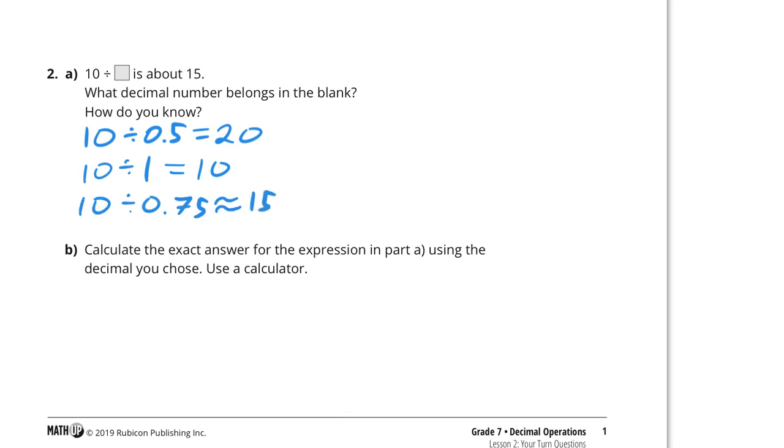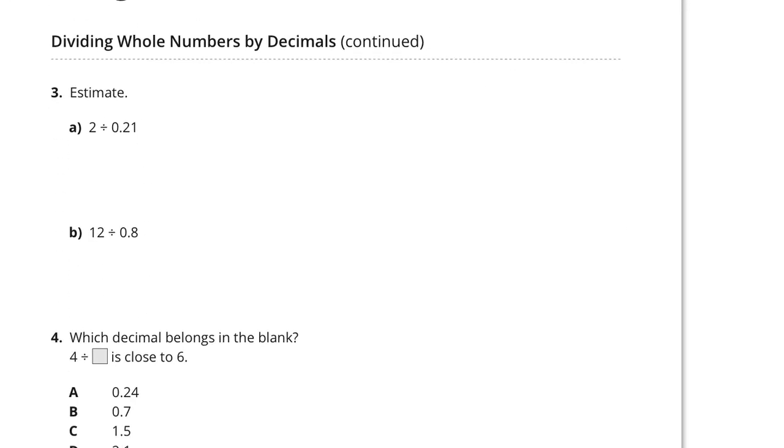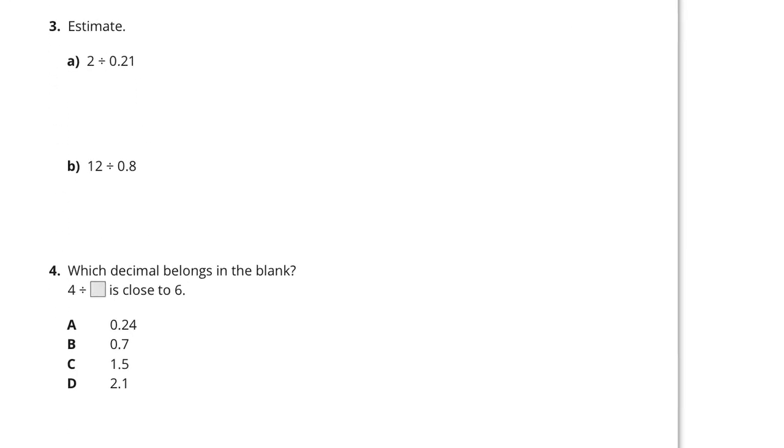Next it says calculate the exact answer for the expression in part A using the decimal you chose. And we've already done that. 10 divided by 0.75 is actually equal to 13.33 repeating. Next, it says estimate 2 divided by 0.21. Okay, I know that 0.21 is very close to 0.2, and there are 5 of those in each one. So, making this an easier question, this becomes 2 divided by 0.2, and this would be 10.